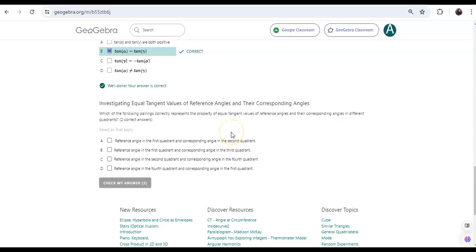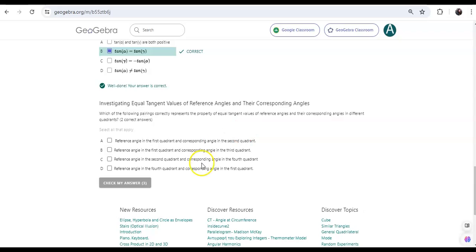So as a conclusion, here's our final question. Investigating equal tangent values of reference angles and their corresponding angles. Which of the following pairings correctly represents the property of equal tangent values of reference angles and their corresponding angles in different quadrants? We have two correct answers here. Option A, we are pairing first quadrant and second quadrant? No, because both of them are in the same period, right?